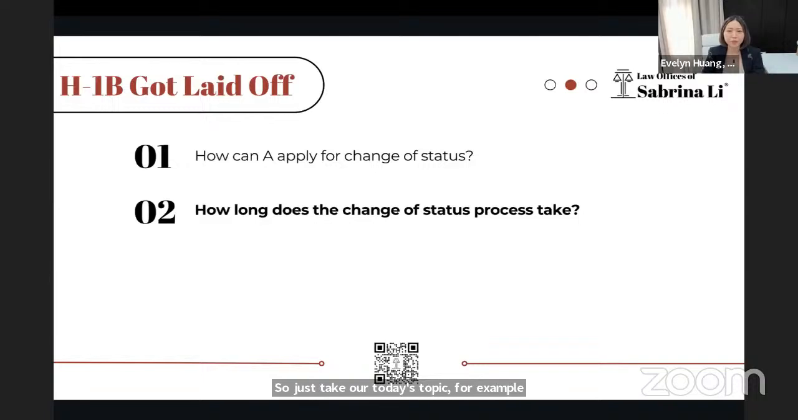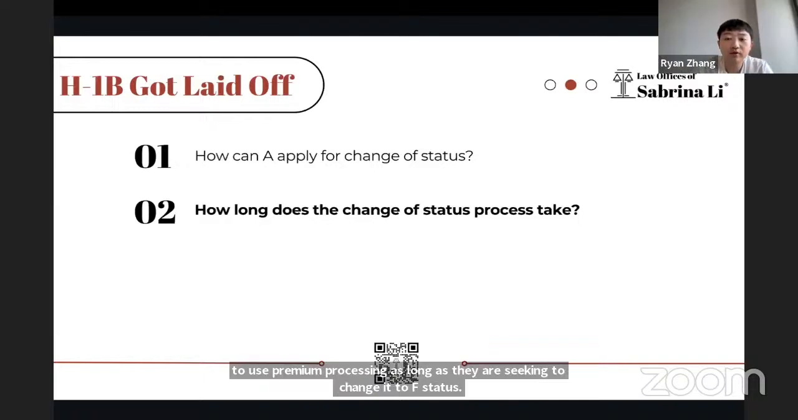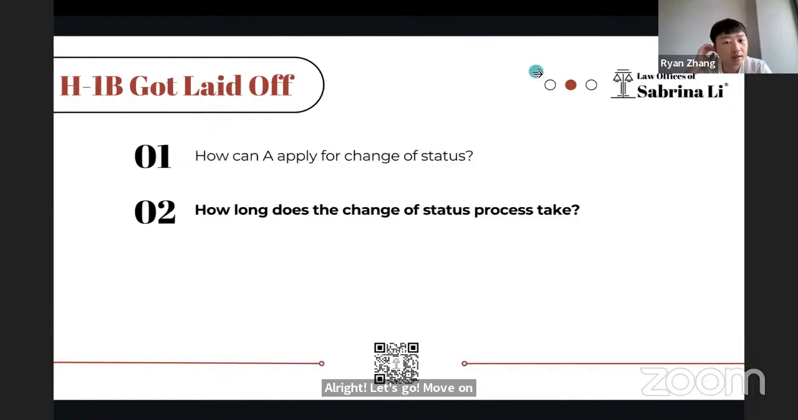We have H1B, L, F, F2, B1, B2, right? All those are applicable to use premium processing as long as they are seeking to change to F status. For sure. All right, let's move on from these questions.